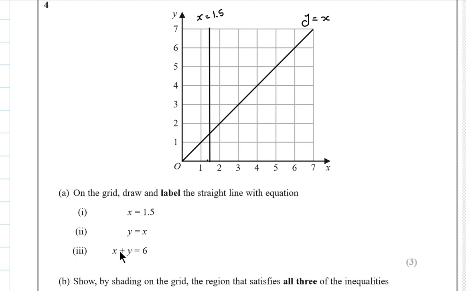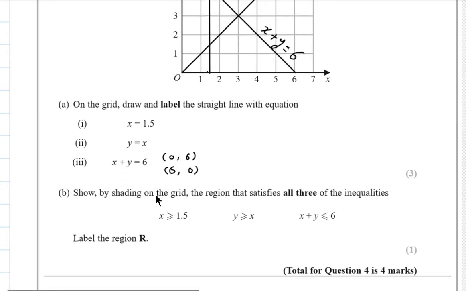The third line, x plus y equals 6. If we put x equals 0, then the corresponding y is 6. And if we put y equal to 0, then x will be 6. So it will pass through these 2 points. This is x plus y equals 6. B, show by shading on the grid the region that satisfies all three of the inequalities.